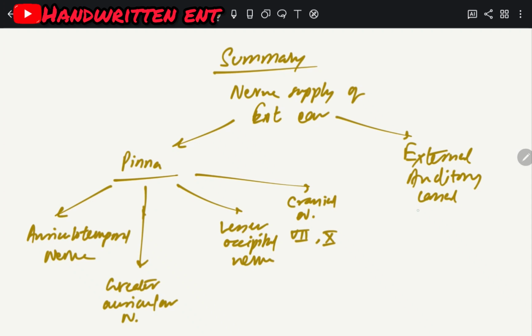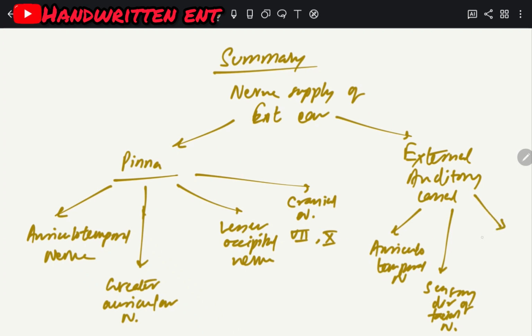And the external auditory canal is supplied by auriculotemporal nerve, the sensory division of facial nerve, and the auricular branch of vagus, that is the Arnold's nerve.